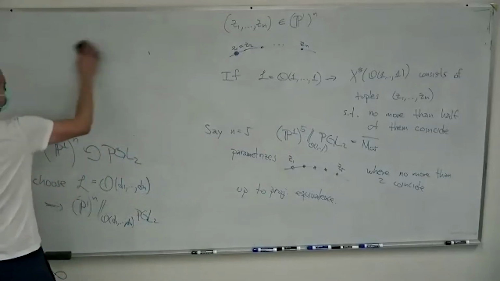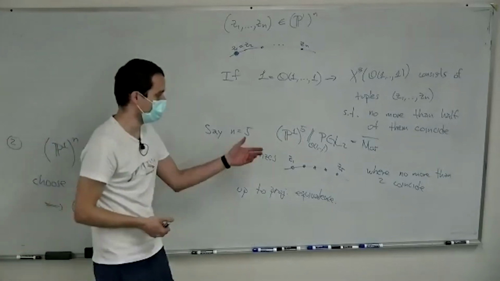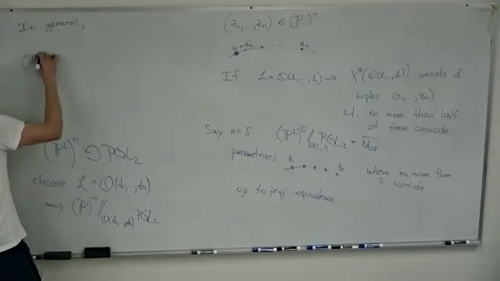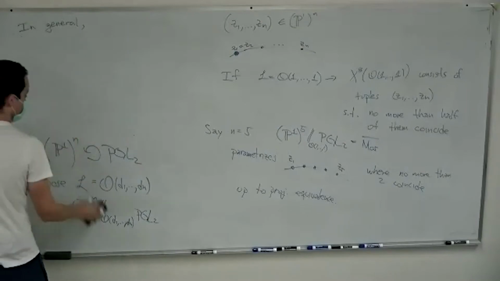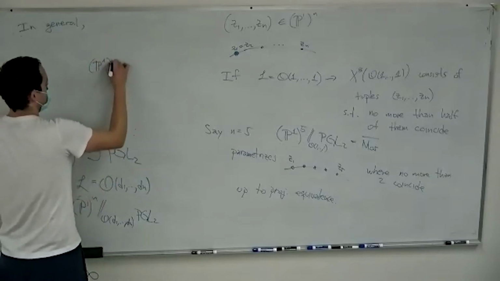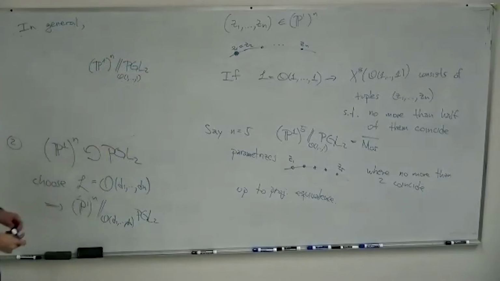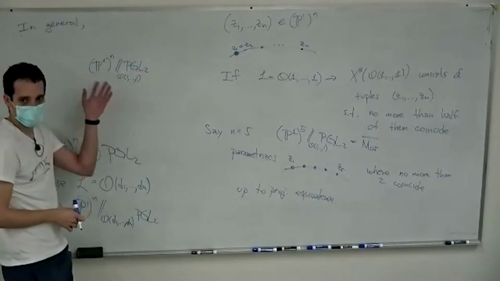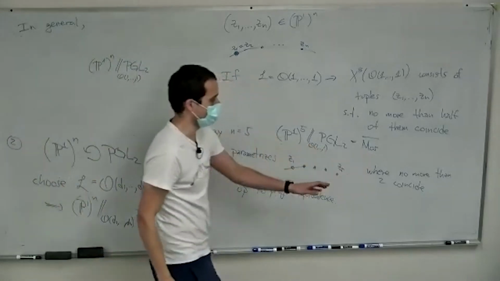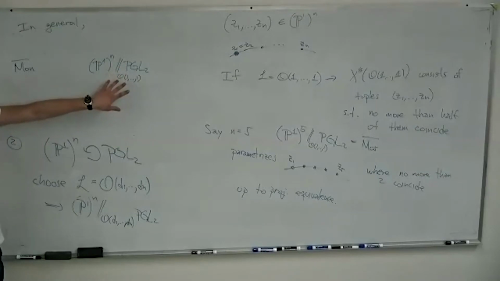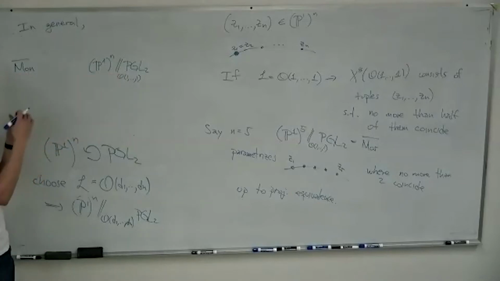But in general, (P1)^n modulo PGL2, if you choose this linearization, is some sort of naive moduli space of this kind of thing. And in fact, if you want to get M_{0,n} bar, then you have to blow up a few things because you want to consider more stuff. It's like the coarsest moduli space you can think of for P1 with n marked points. If you want to get the actual one, you have to blow up a bunch of stuff.